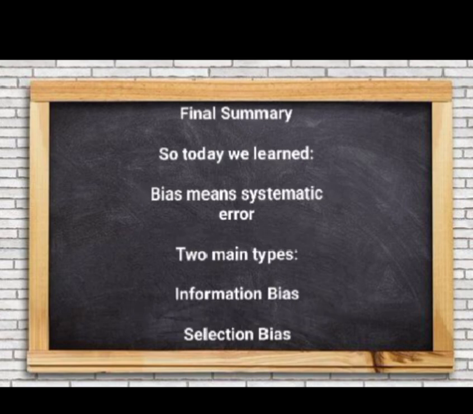So, today we learned bias means systematic error. Two main types: the first one is information bias, the second one is selection bias. Each has different forms like recall, observation, classification, and non-response bias. Understanding bias helps us become better researchers, students, and critical thinkers.